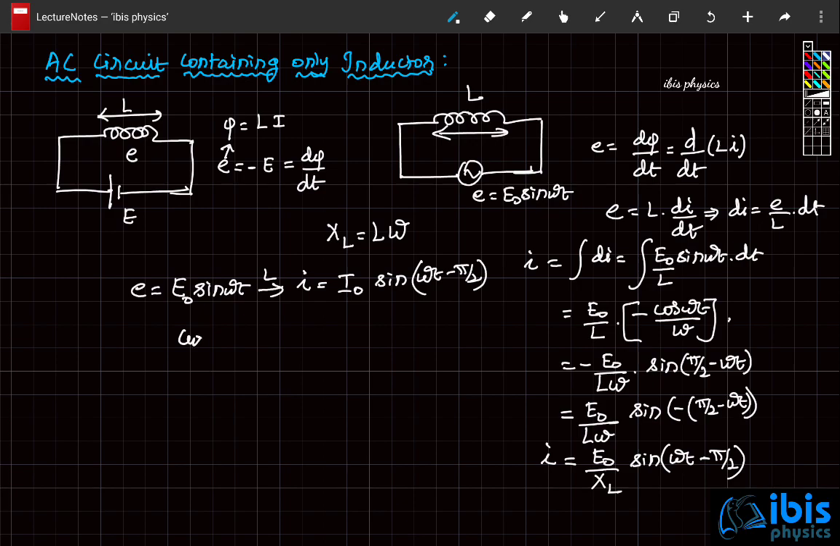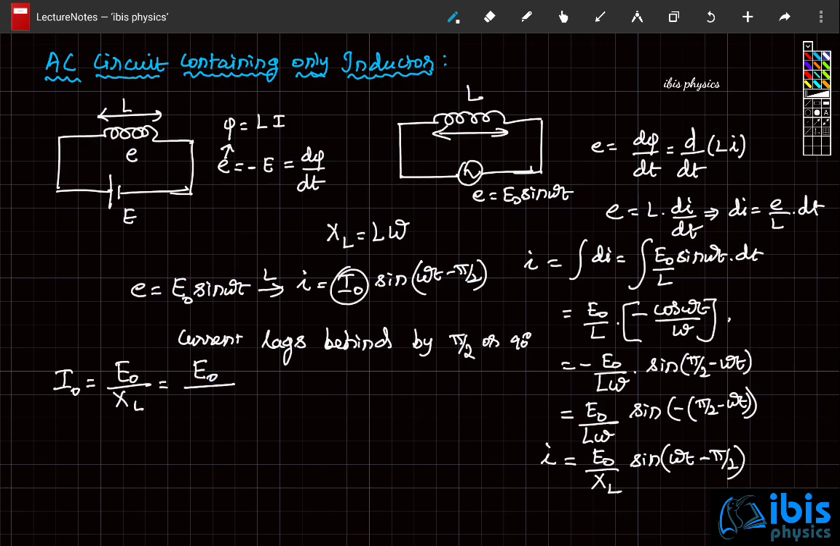So current lags behind voltage by pi by 2 radian or 90 degrees in an inductor-only circuit. Here I naught is given by E naught by XL, and XL is nothing but the inductive reactance, that is L omega. So E naught by L omega.